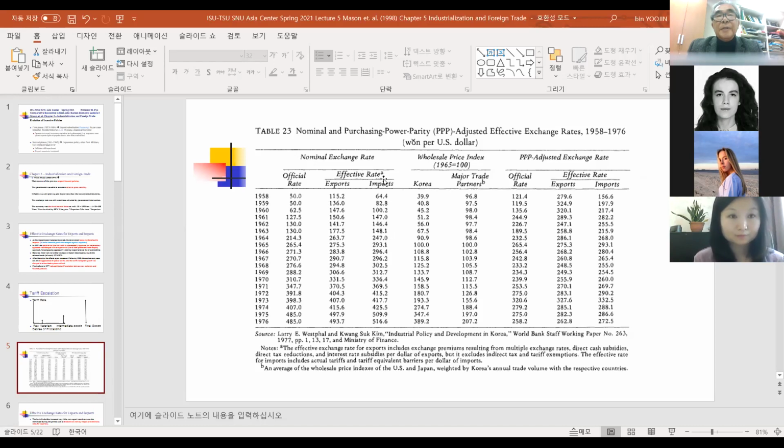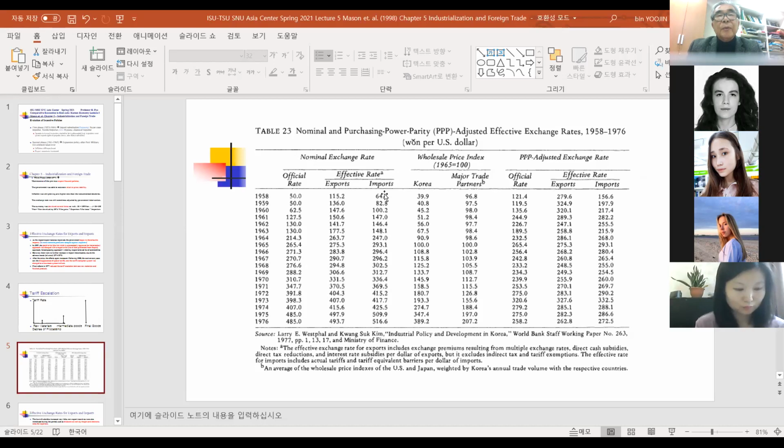Effective rate means this official rate is an export-weighted or import-weighted effective rate. So what that means is, exports are weighted by destination countries' exchange rates. Imports are weighted by the origin of the importers' countries. So this is more of what we call the effective exchange rate.